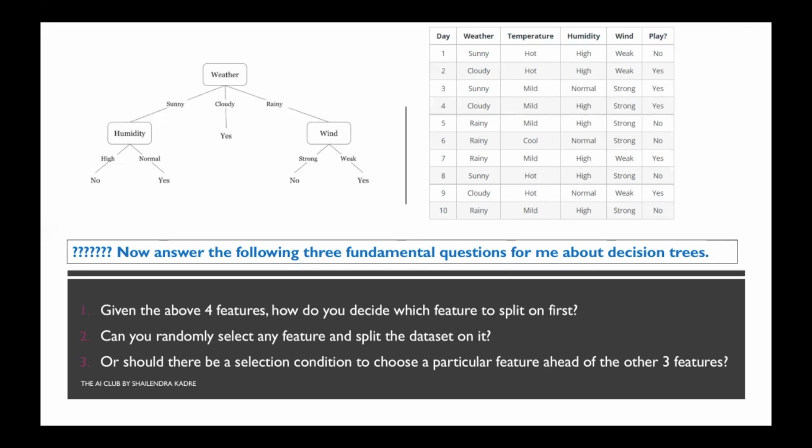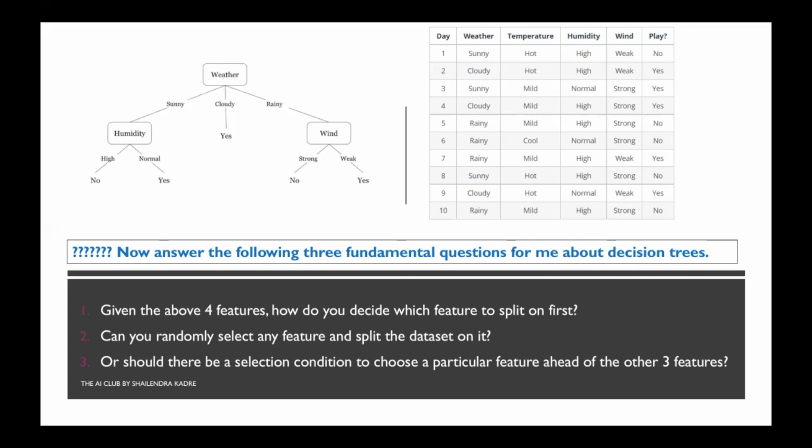Now, one of the major questions that would have come to your mind is, what is the criteria of picking up the features? What is the criteria that we have picked up weather first, and then going down we have picked up humidity in this case and not wind, and on the right we have picked up wind and we have not considered humidity anywhere. So what is the criteria for doing all these things? That is what we will have to discuss.